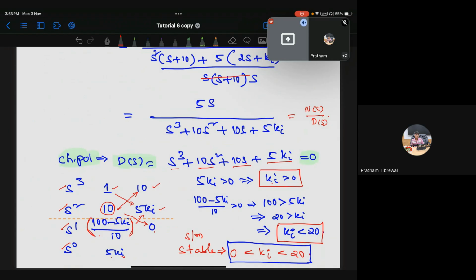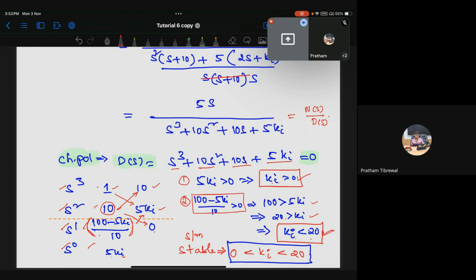Now we are saying that the system must be stable for which values of ki? That is our question. So what do we do? Here 1 and 10 are already greater than 0, so we have to make the other two terms also greater than 0. This is the first term, this is the second term. The first term gives ki should be greater than 0. The second term is this: 100 is greater than 5ki, so 20 is greater than ki. ki is less than 20.